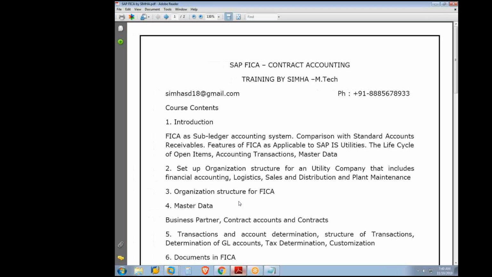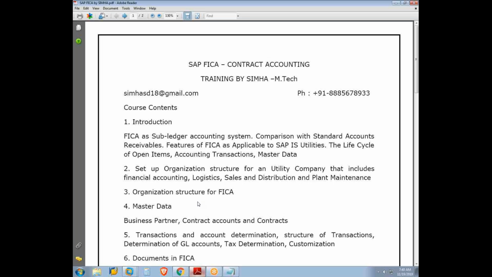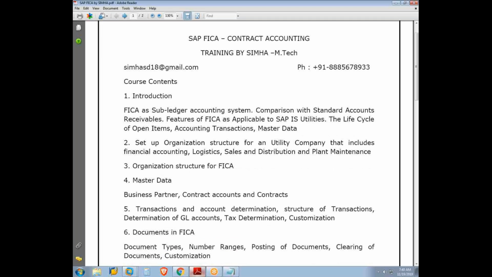So we have been discussing the enterprise structure, and then we worked on the organization structure for FICA. And in terms of master data, we have done the business partner and the contract account. Now, contract is more central to ISU.